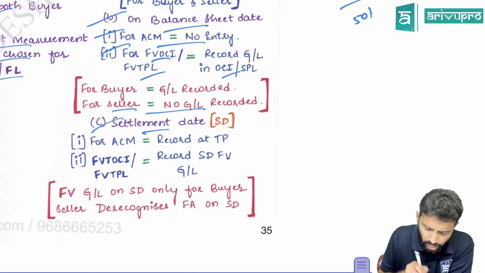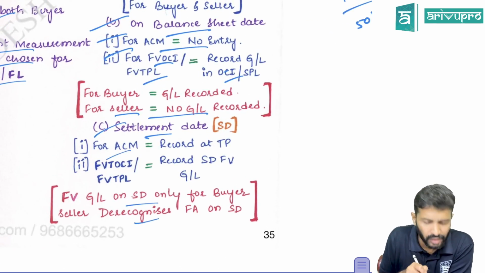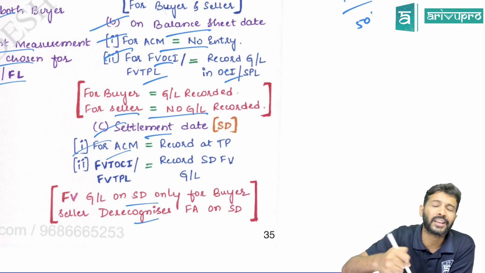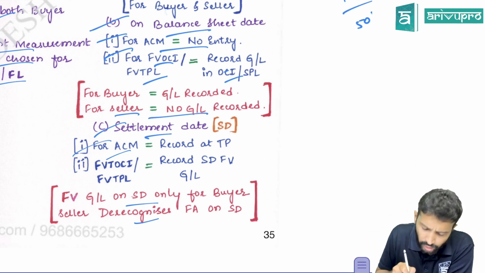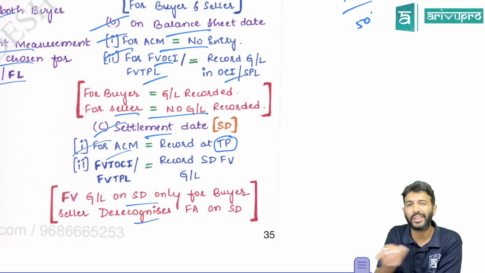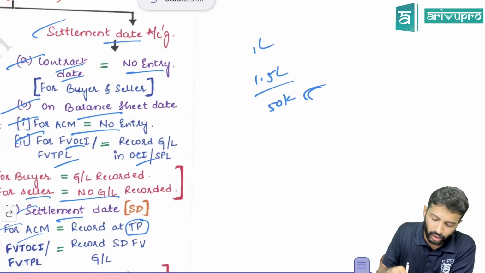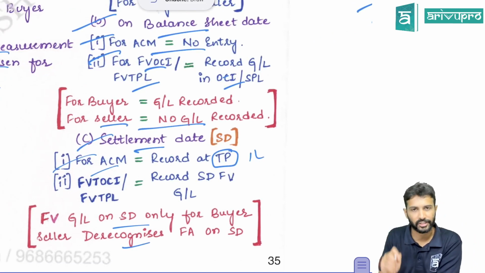Accordingly, that fair value gain or loss will be accounted. But for ACM, we don't have to worry about fair value. So if you're doing settlement accounting and that asset is accounted under the ACM method, you will record such asset at the transaction price itself, not the fair value. Meaning if you have agreed to buy the asset at 1 lakh, under the ACM method, you will record this asset on the settlement date at 1 lakh itself.